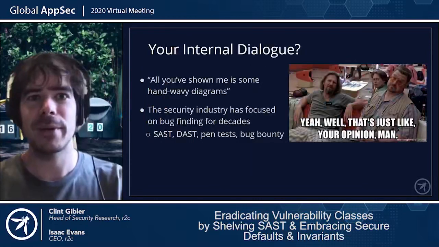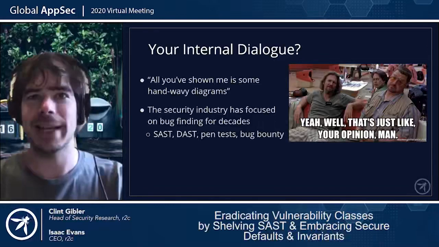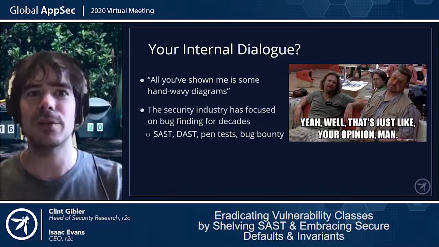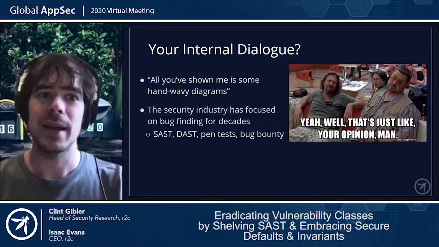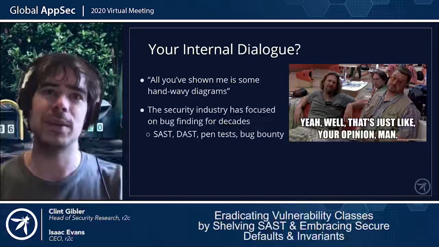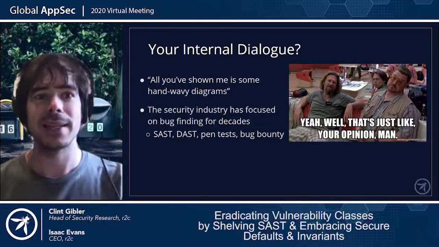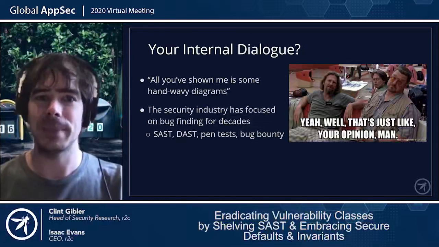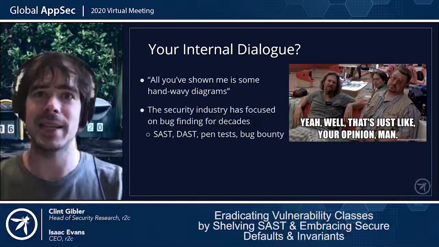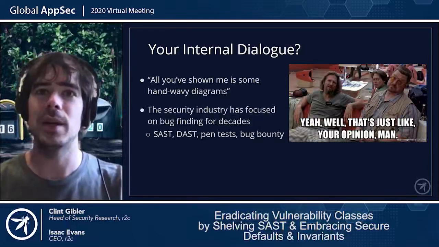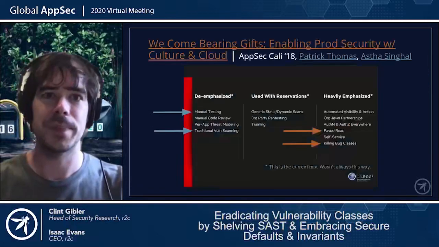All right, so you might be thinking right now, cool, I kind of buy into this, but really all you've shown me is some sort of hand-wavy diagrams. And the security industry has focused on bug finding for decades, right? Building very powerful, impressive SAST and DAST tools, spending a lot of money on pen tests and bug bounty. And you might be thinking, yeah, this is just your opinion, man. So we wanted to give you a number of examples of other companies who have come to similar conclusions.